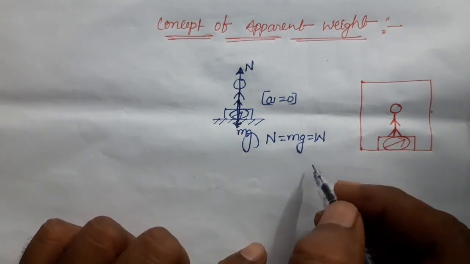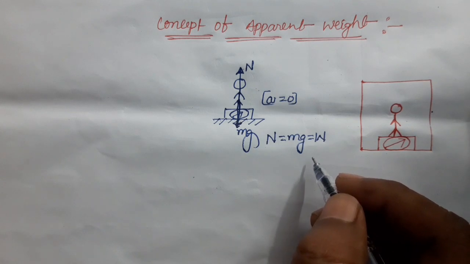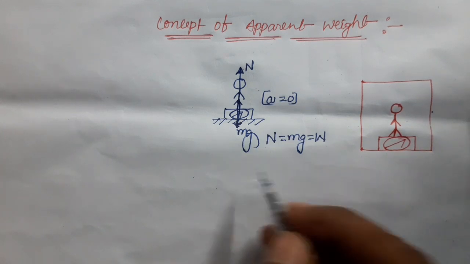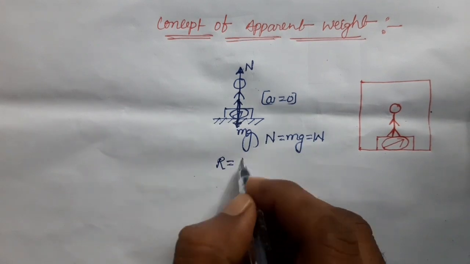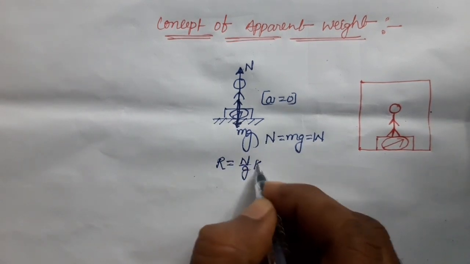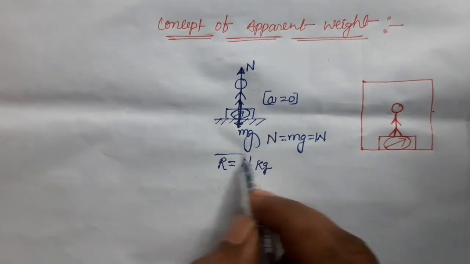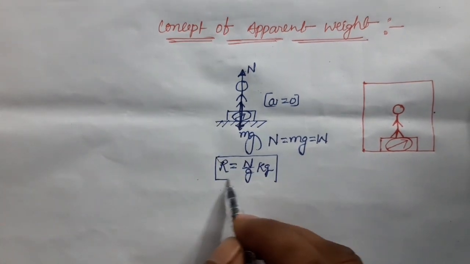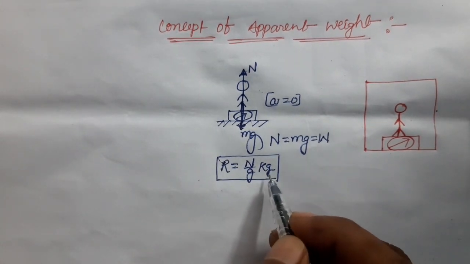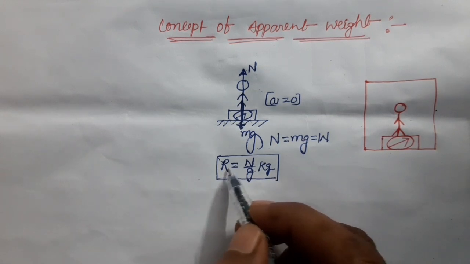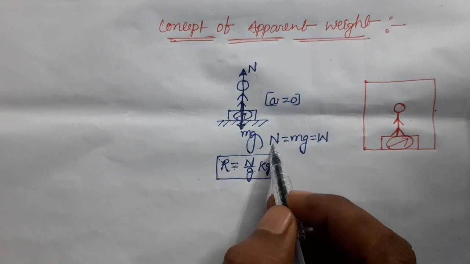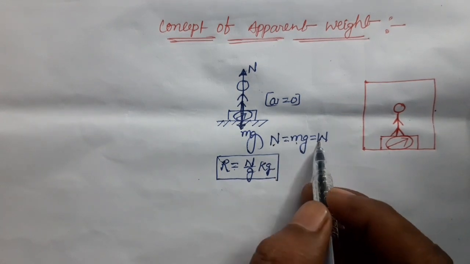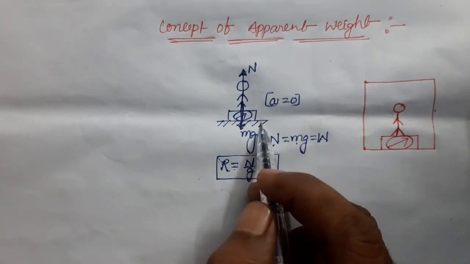So in this instance, if you want to calculate the reading of the weighing machine in terms of kilograms, you must write the reading R is equal to N by g kg, students. Mind it, if you want to calculate the reading of the weighing machine in terms of kilograms, you should write R is equal to N by g kg. Here this normal reaction is equal to mg, which is equal to the true weight of the person.